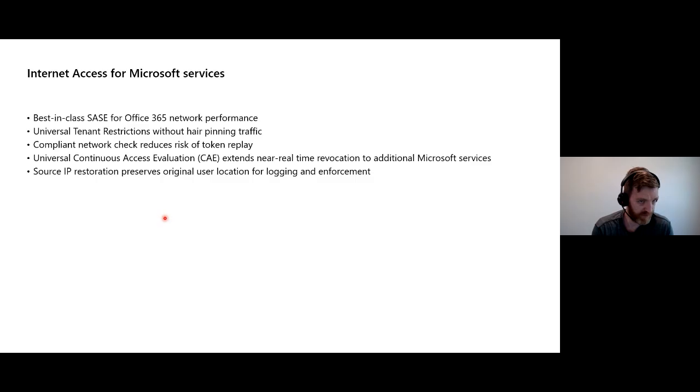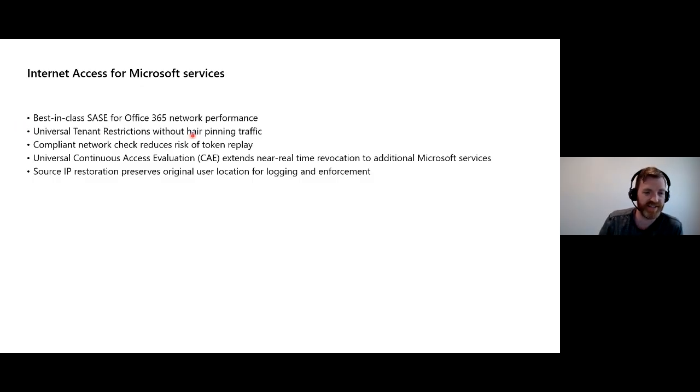So just a couple of bullet points in terms of the advantages over Internet Access for Microsoft Services. That is the subset of capabilities that is available within the GSA feature set to P1 customers. And these are the main bullet points as to the advantages. Best-in-class SASE for Office 365 network performance. Again, fewer hops. If you have to go to an additional data center and then to our data center, that's obviously going to be a little bit slower.